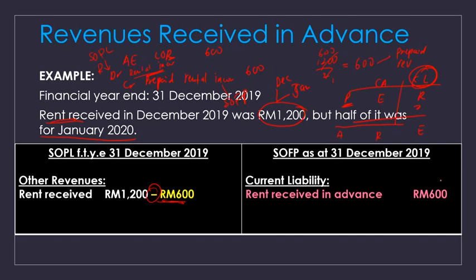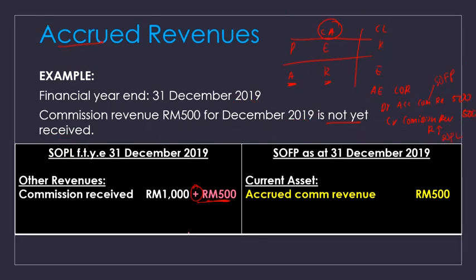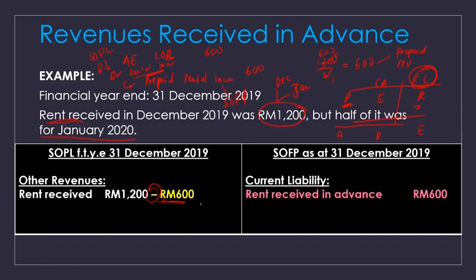So basically, kalau prepaid, you all kena tolak. Accrued, you all kena tambah. Prepaid, tolak. Okay? So ingat, tak kisahlah prepaid rental ke prepaid expenses ataupun prepaid revenue, adjustment dia dekat SOPL, you akan tolak sebab dia terlebih. Bila terlebih, you akan tolak lah. Cara mudah dia macam tu lah.